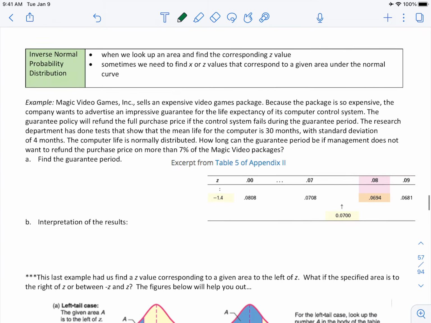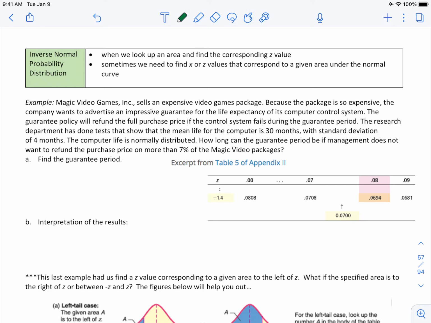Inverse normal probability distribution. When we look up an area and find the corresponding Z values. So now we're working backwards. Sometimes we need to find X or Z values that correspond to a given area under the normal curve. So, example: Magic Video Games Incorporated sells an expensive video games package. Because the package is so expensive, the company wants to advertise an impressive guarantee for the life expectancy of its computer control system. The guarantee policy will refund the full purchase price if the control system fails during the guarantee period. The research department has done tests that show that the mean life for the computer is 30 months, with a standard deviation of 4 months.